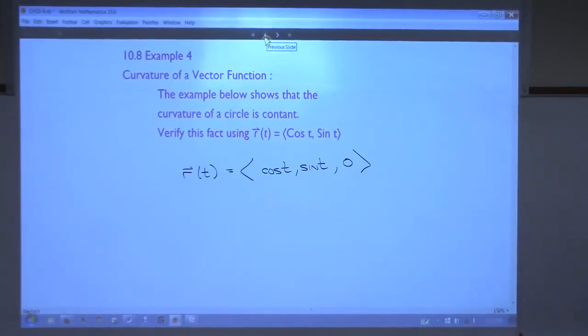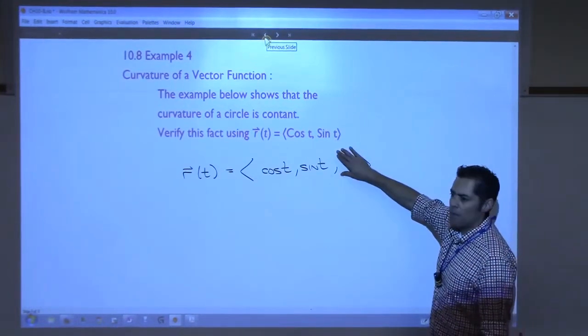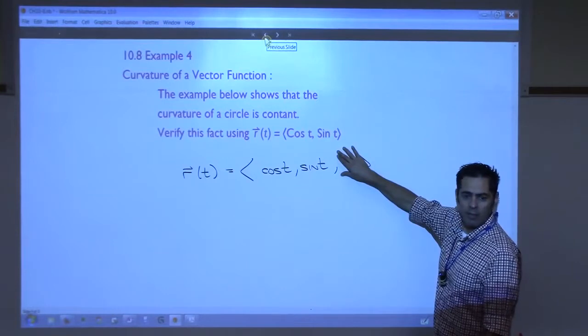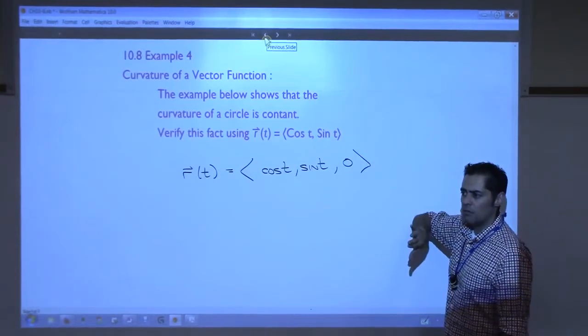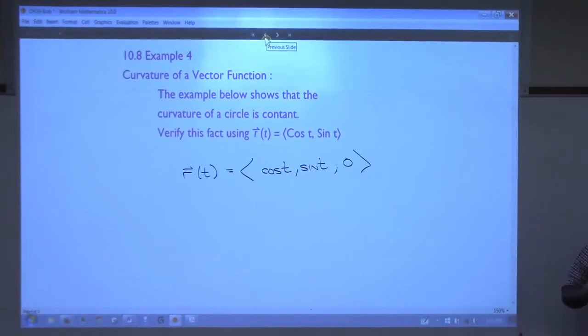Now R of t is in 3D, isn't it? Does that draw the same curve? That's still drawing me a circle in the xy plane. The z coordinate is always 0, so it's on the xy plane. Same circle. It's just now we've moved off the sheet of paper and we're out there in three-dimensional space.